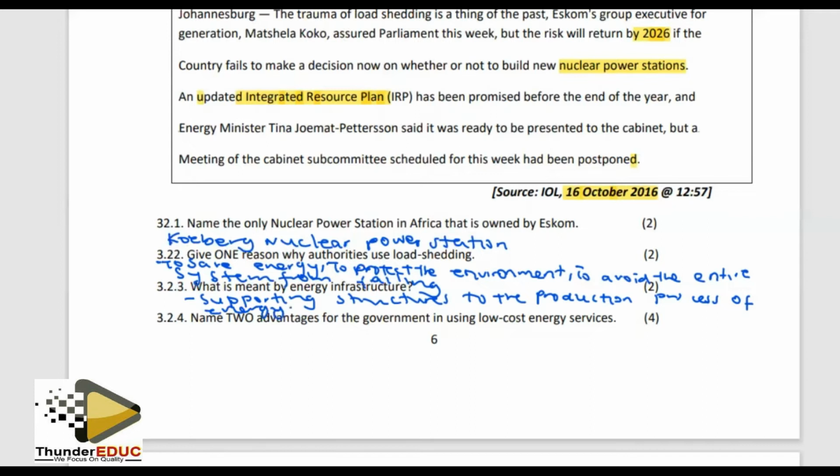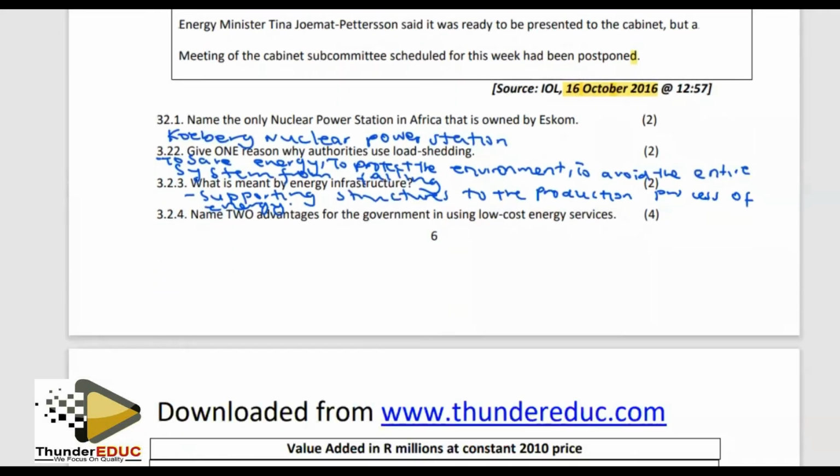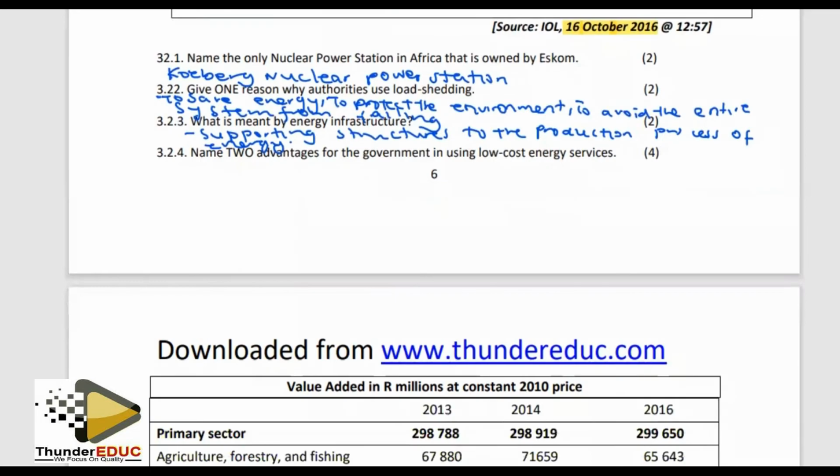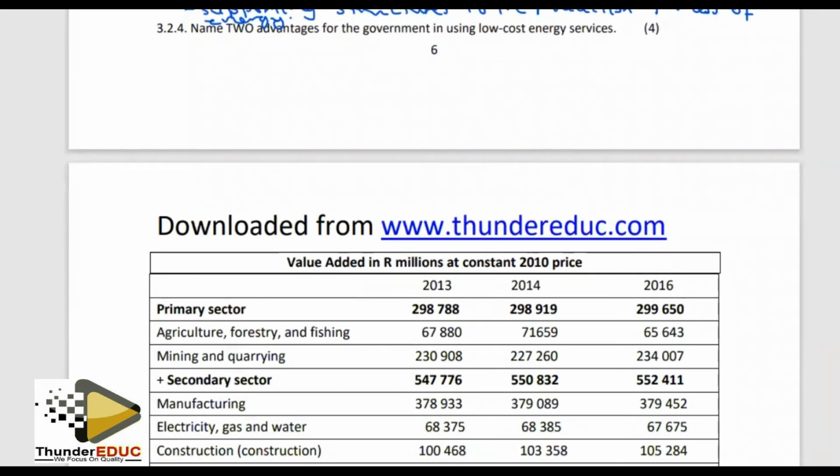Name any two advantages for the government in using low-cost energy services. What could they be? When the government uses low-cost energy services, that will enable everyone to use energy and hence eradicate poverty.